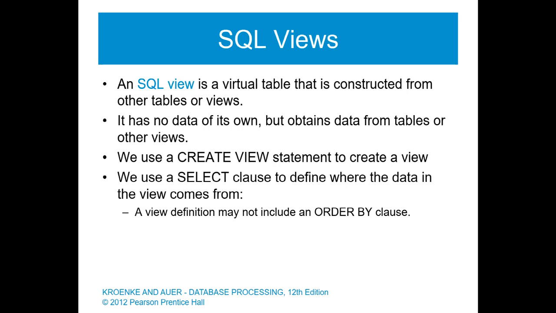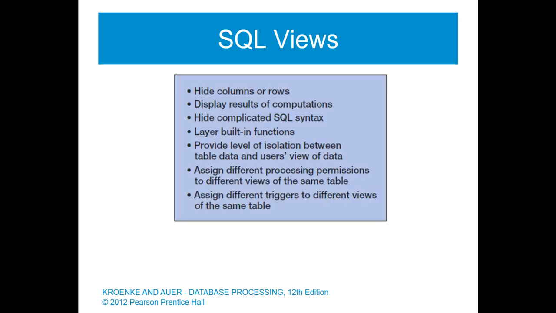You can use a view to do a bunch of other things, and then you can refer to that view from a select, and that select that refers to the view, that can have your order by clause, no problem. So we can do all sorts of things with views. We can hide columns or rows. We can display results of computations. We can hide complicated SQL syntax. If we have some complicated syntax that we use a lot, like maybe a big set of joins, we might be like, this is tedious. We could just build those into a view once and then refer to that view. We can layer built-in functions to have what looks to be a column, but it's actually calculated.